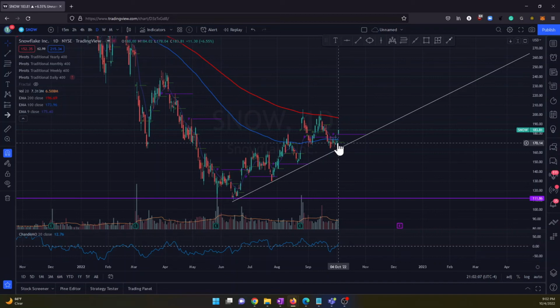Let's look down here at the Chande momentum, and it's moving from the oversold up toward overbought. It's still got a way to go, so it looks like this will probably continue its upward momentum.